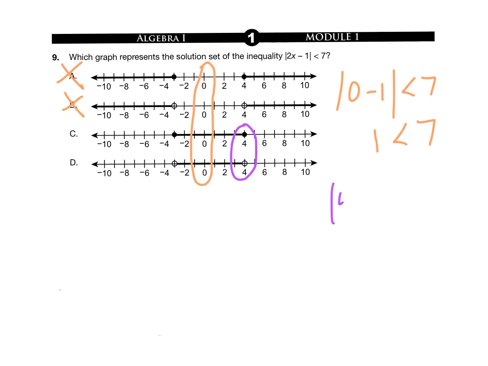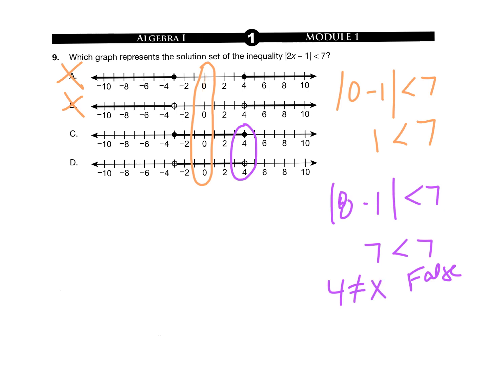If I plug 4 into my inequality, 2 times 4 is 8, minus 1, absolute value is less than 7. 8 minus 1 is 7, absolute value of 7 is 7. Is 7 less than 7? And the answer to that is no. 7 is not less than 7, right? That's false. 7 is less than or equal to 7. So that means 4 is not a possible answer for X. So it can't be C, and the correct answer then is D, because 4 is not allowed to be X.